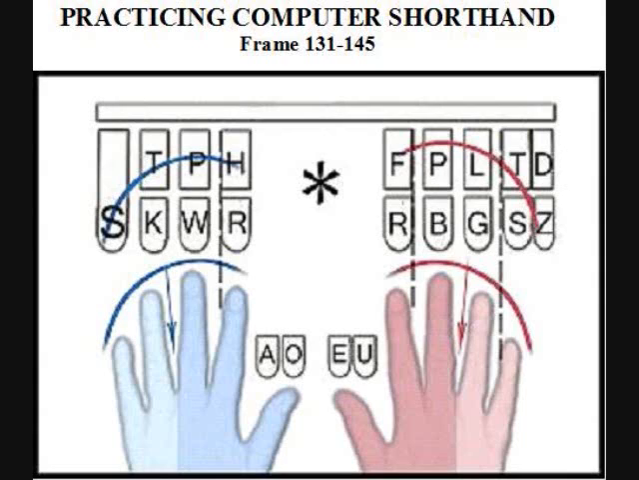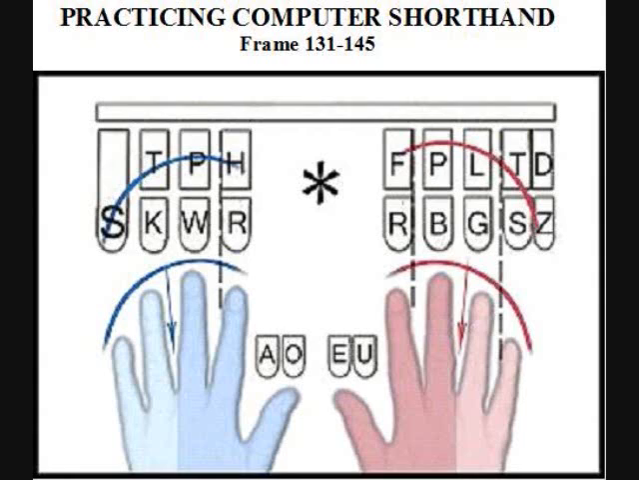Okay, frame 140 is final ink. Bank, blank, clank, crank, drank, frank, prank, rank, sank, stank, tank, thank, yank.